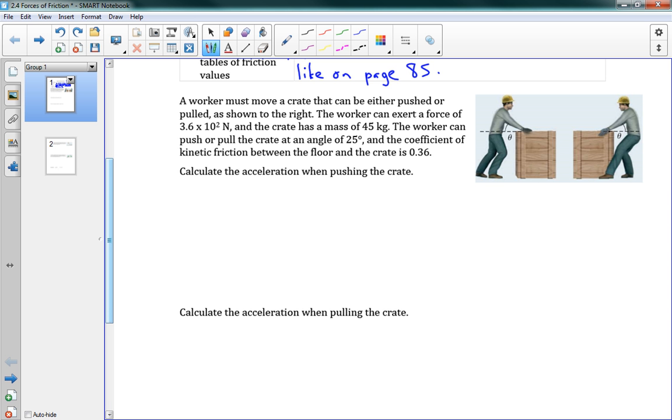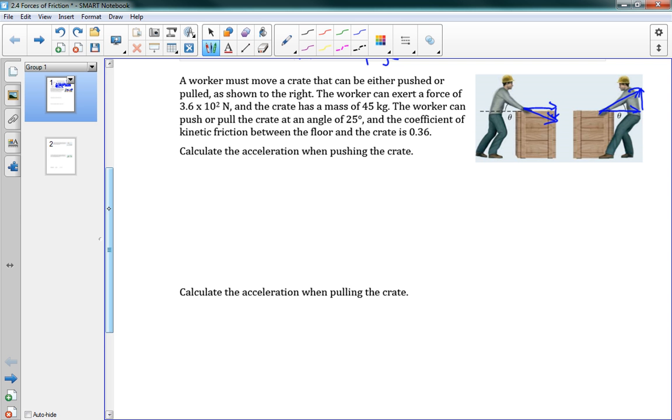So what we're doing here, we have this crate, and I'm pushing it forward at an angle. So you can see that I'm pushing forwards, but I'm also pushing down a bit into the ground. Whereas in the other problem, I'm pulling it up, so I'm pulling it forwards and lifting it up a bit. So we'll see how those two problems are different. So first, pushing the crate, let's find our acceleration.